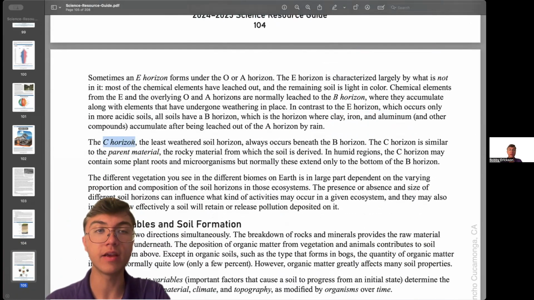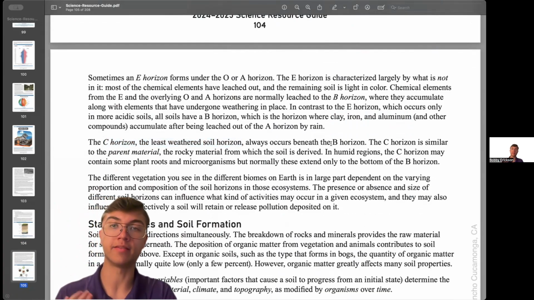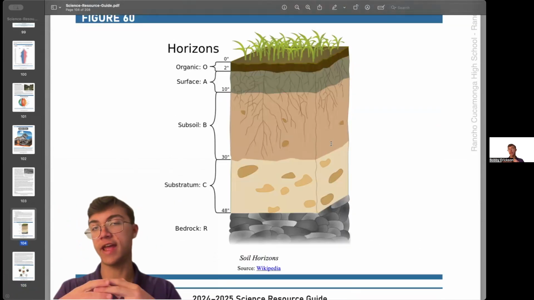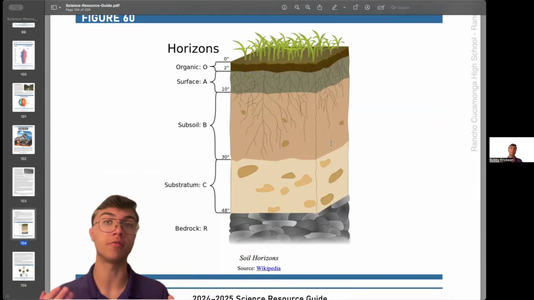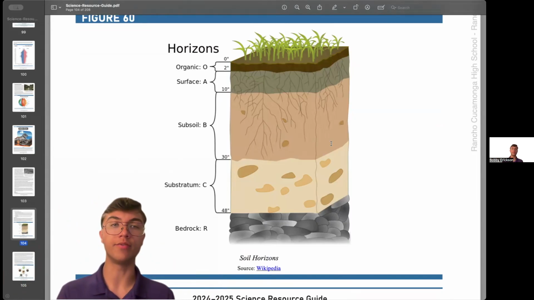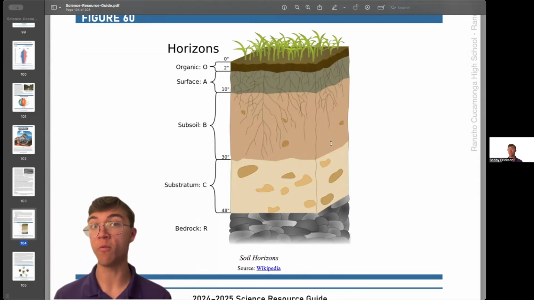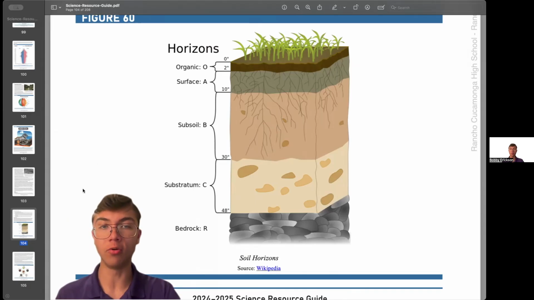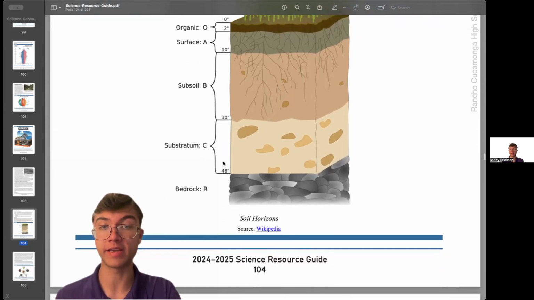Then we have the C horizon, which is the least weathered soil horizon, which occurs beneath the B horizon. So this is basically just saying that it hasn't been weathered, which means weather hasn't affected it. That's how you can remember it at least. So it's not being shifted around, it's not being changed. All of the matter that's in it is not being soaked into the layers below it, that weathering. And the reason why is because it's so low down here in the layers, where B occurs from 10 to 30 inches, and then C occurs from 30 to 48 inches.